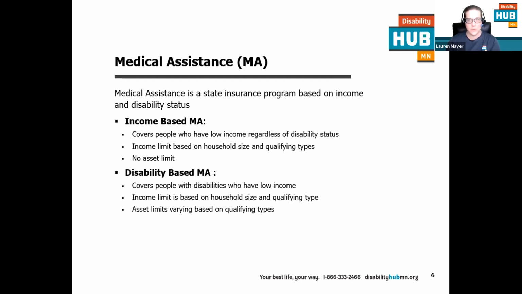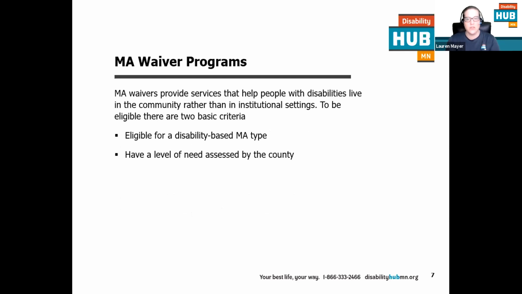And along with medical assistance, there are also the MA waiver programs, and these programs are intended to provide extra funding for services to help people with disabilities live independently rather than in institutional settings. So to be eligible for an MA waiver, you have to be eligible for a disability MA type. So that's why we're combining the two of them with work, because if your disability-based MA continues, then your MA waiver is likely to continue. And then the other is that you have a level of need that is assessed by the county. There are different criteria for each of the four waivers. Those again, the CAC, CADI, DD, and BI waivers, they have different levels of need and different requirements.